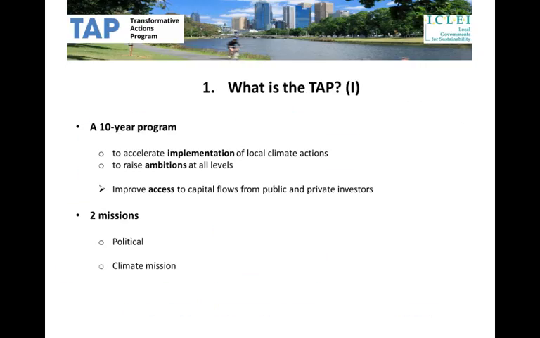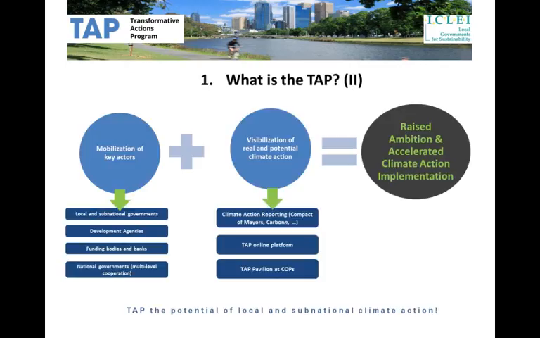About the climate mission, which is also very important of the TAP. The TAP will also aim to assist the pre-brokering between subnational authorities and financing bodies where possible, and to help to mobilize cities and regions to design transformative and bankable climate actions. To achieve these two missions, the TAP will rely on two processes, as you can see on the graph.